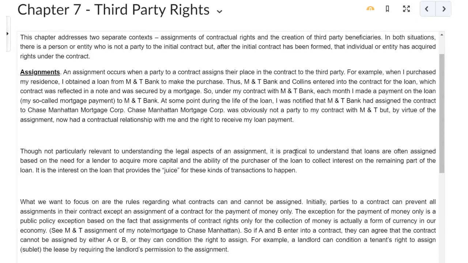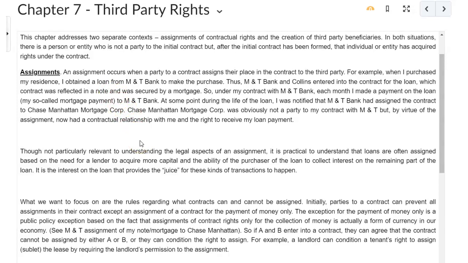At one point, I purchased a home and I needed money to buy the property. So I was able to secure a loan from M&T Bank to make the purchase. Now, my contract with M&T Bank for the loan was reflected in a couple of different documents. Number one was a note where I promised to pay M&T back the loan over a certain period of time at a certain rate of interest.